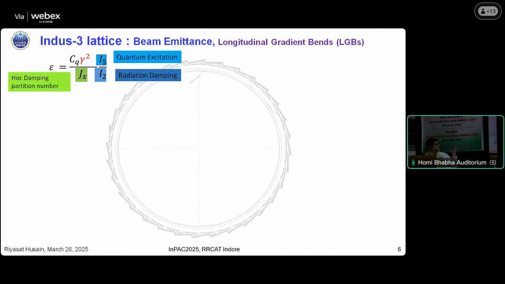And there are three other parameters which are decided by the lattice design. One is known as the quantum excitation, another is radiation damping, and these are the two competing processes through which we achieve the natural beam emittance. The third important parameter is the damping partition, and one can play with this damping partition to further reduce the beam emittance. So I will give you some glimpse of how these numbers are further reduced as compared to the homogeneous field dipole magnets. Our aim is to reduce I5, increase I2, and increase Jx.